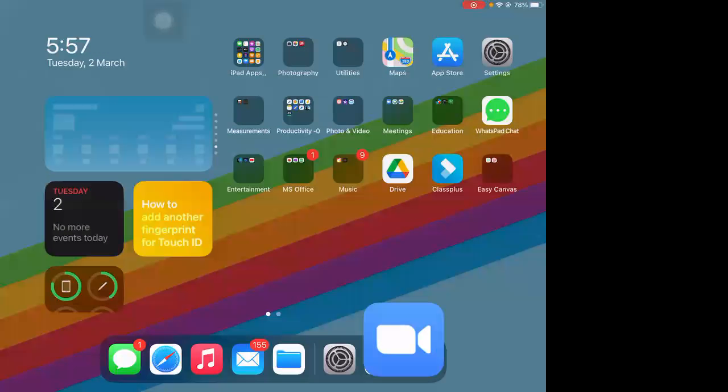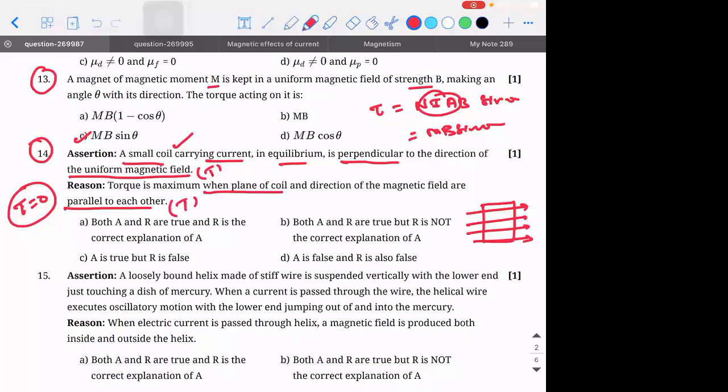Now we have to link both. This is also true, but is there a connection between assertion and reason? The first one speaks about equilibrium, the second one speaks about the maximum torque. Maximum torque cannot be in equilibrium. So individually, both the statements are right, but R is not the right explanation for A. Guys, clear? Does it make sense? So please make a note of it.